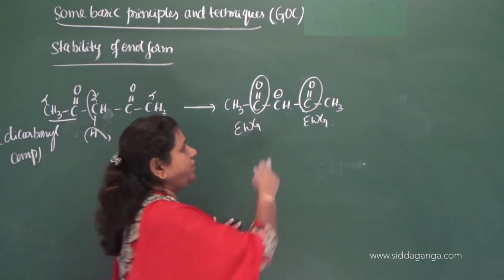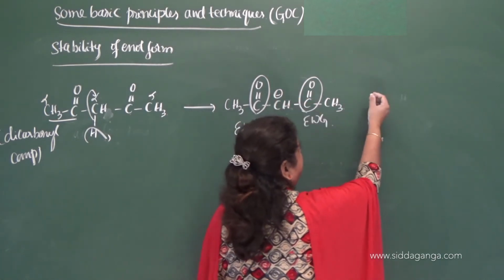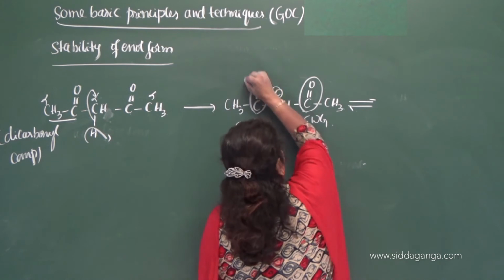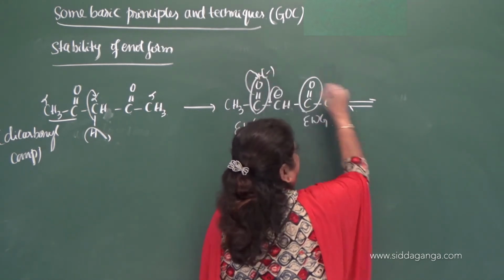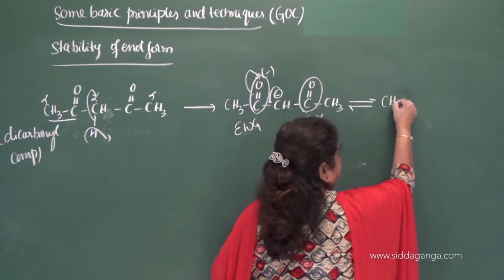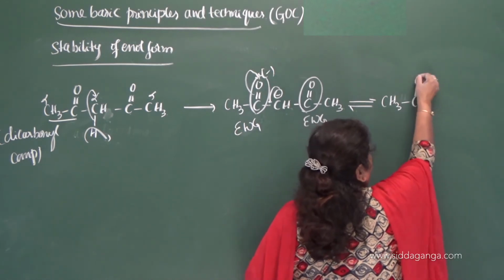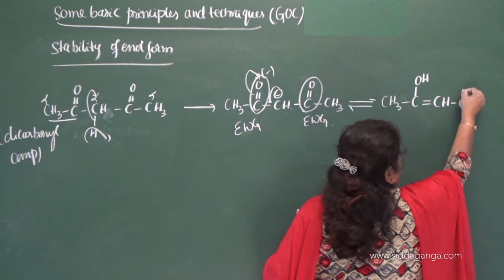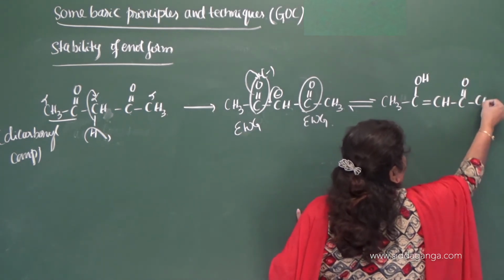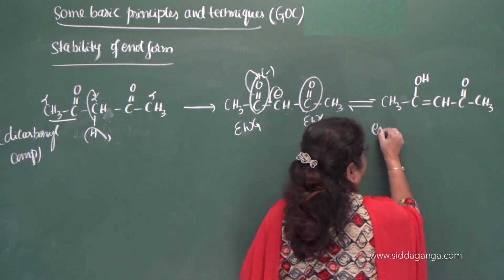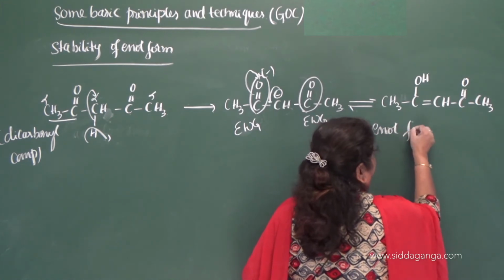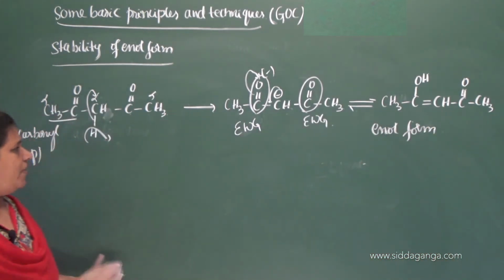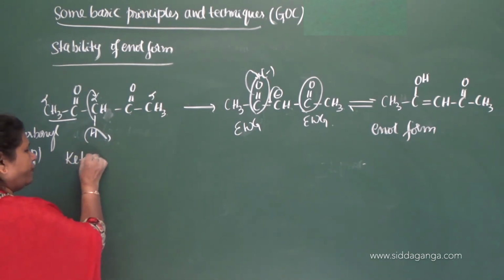Now what you get? This shifts on one side, and you will get this shifts here and this shifts on this, and you will get a negative charge. It abstracts the proton and this becomes OH, double bond CH, this retains as it is, and you will get an enol form. So what is this form? It is a keto form.